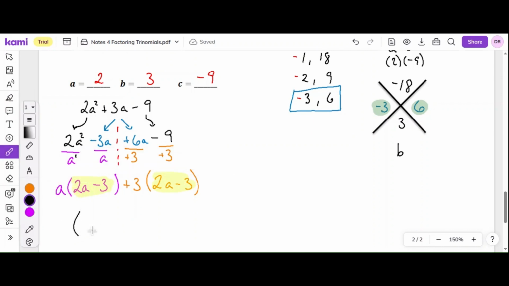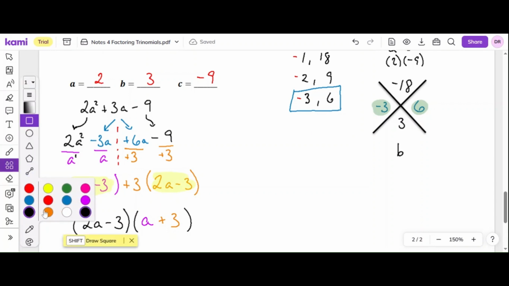Our first factor is that 2a minus 3 that we have already. And then the second factor, one more time, it's the same over and over again. We have an a and a plus 3. And there's our two binomial factors.